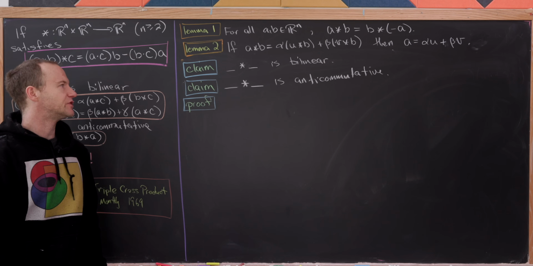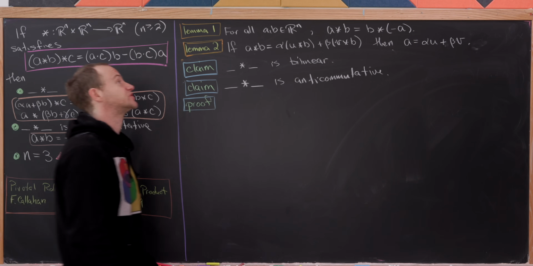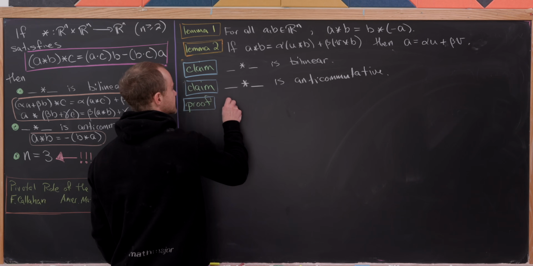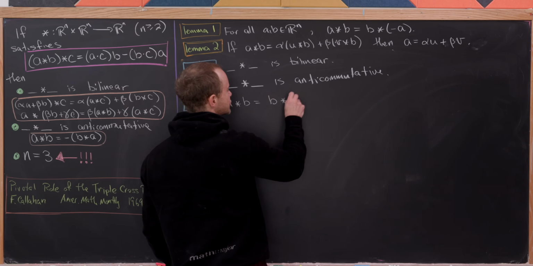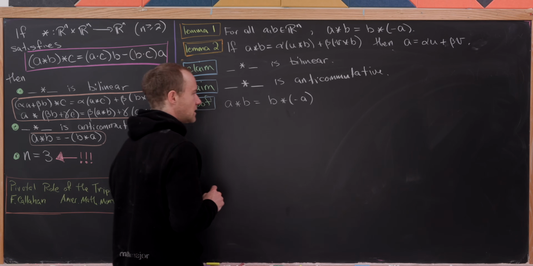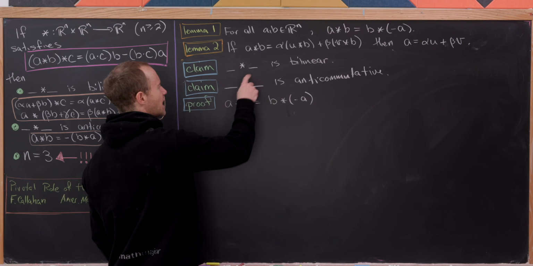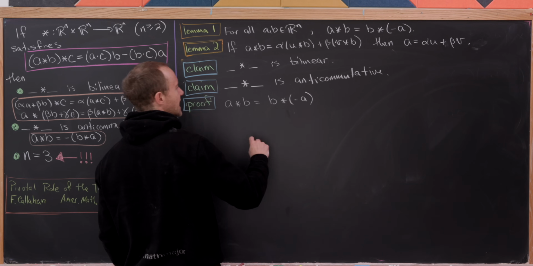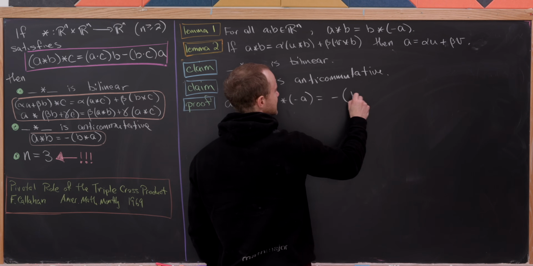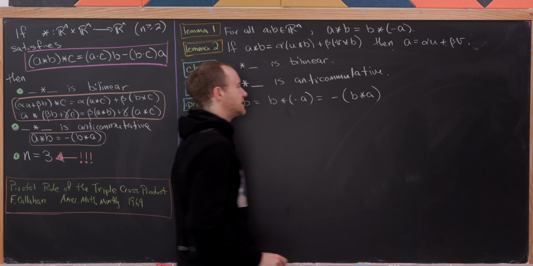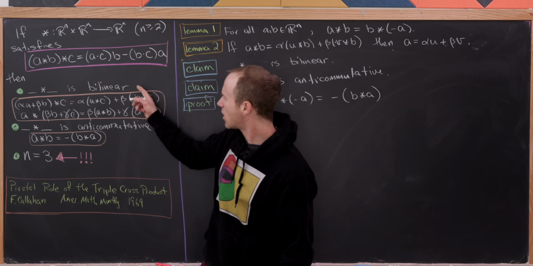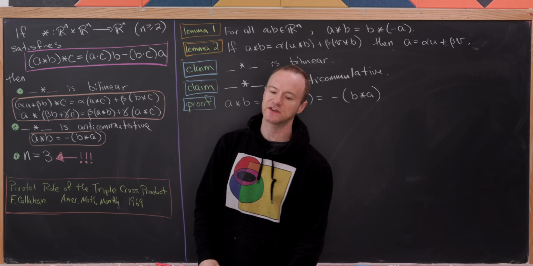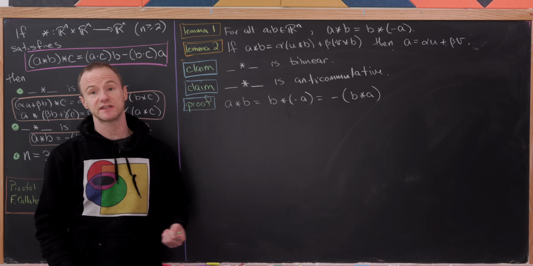Now we're going to prove the anti-commutativity of star, but this is going to be super quick. So we're going to start here with A star B, which we know is equal to B star minus A. Oh, but now we can apply the linearity in the second entry just to bring that minus sign out, and we have minus B star A. Okay, so there we have its anti-commutative. Oh, but that means all that's left is to show that n is equal to 3. So let's do that now.